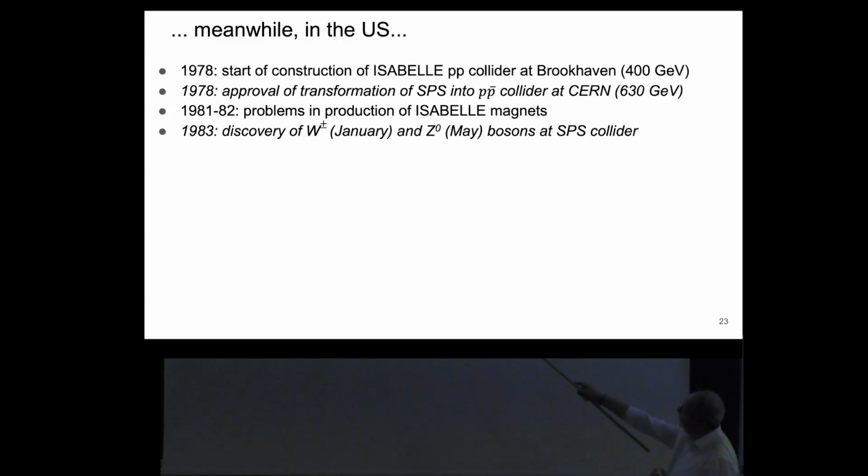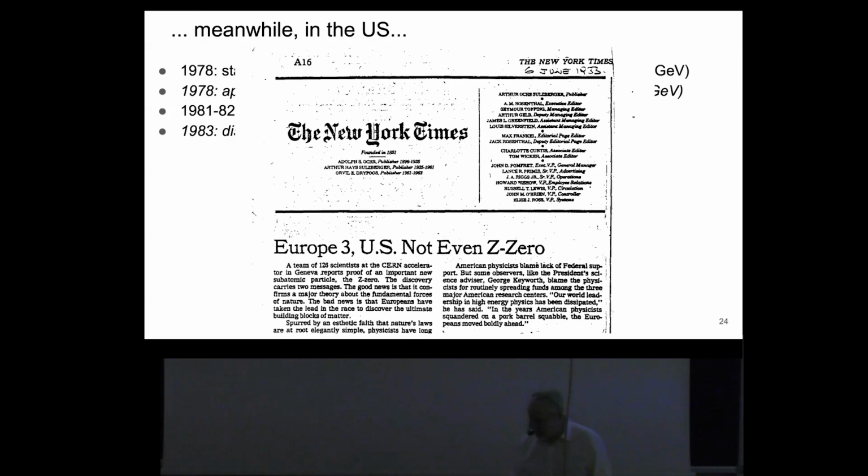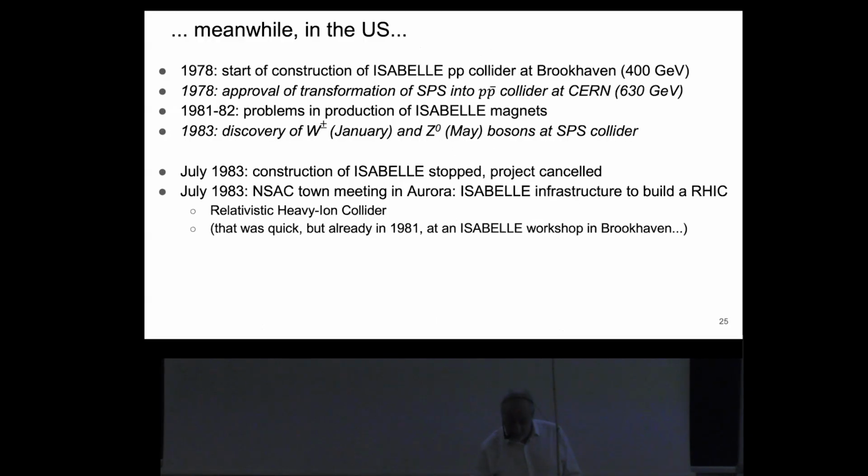So in 1983, the W was discovered, and the Z0 in May. And this infuriated the American community. There was this very interesting editorial from the New York Times: Europe 3, US not even Z0. And actually, the effect was striking, because the Z0 was announced in May, and in July Isabelle was cancelled.